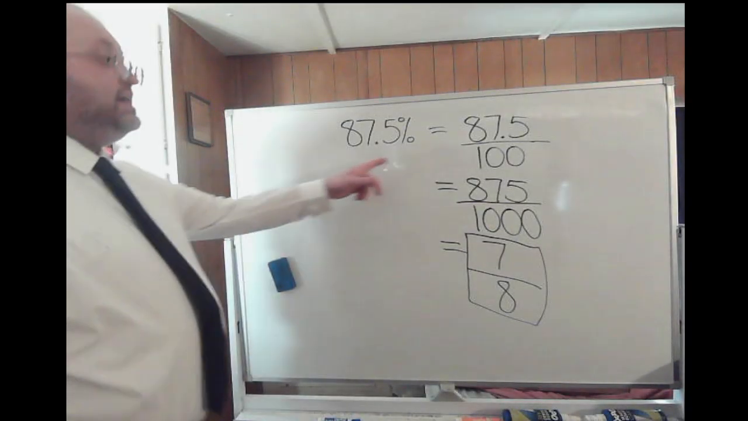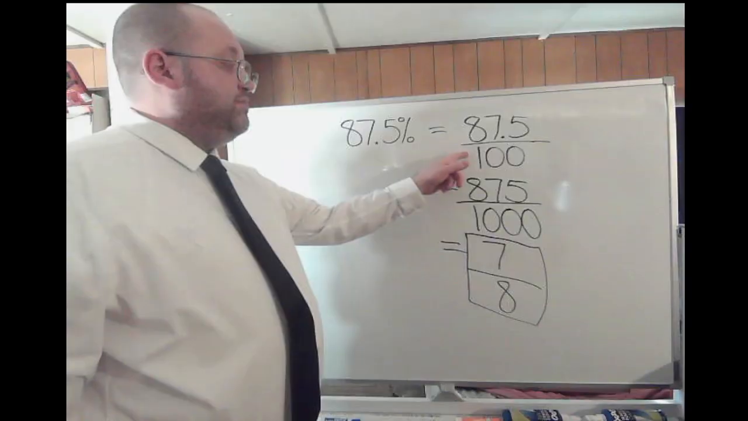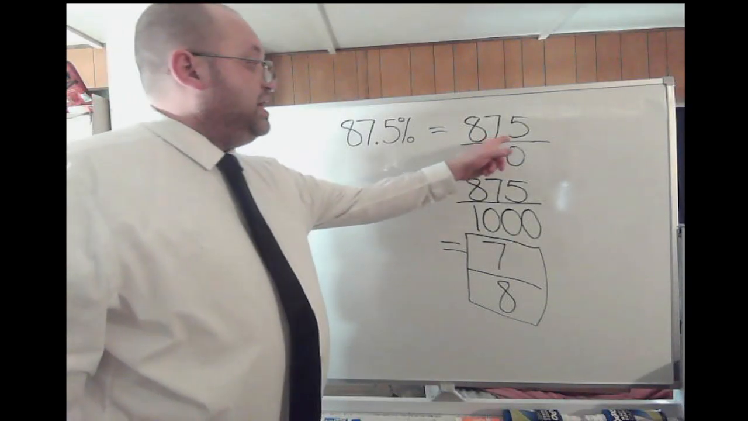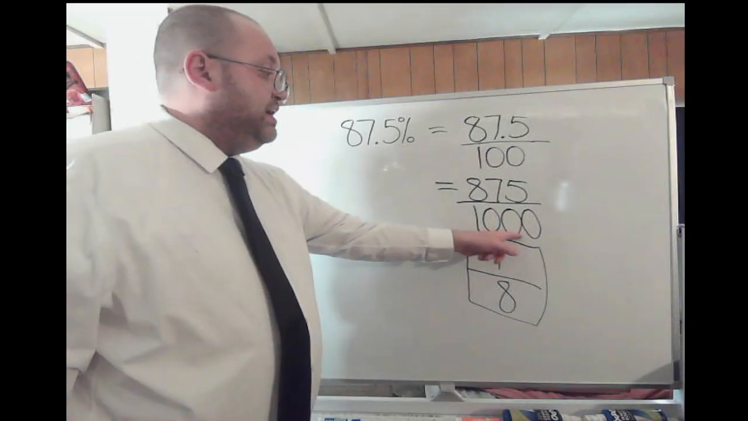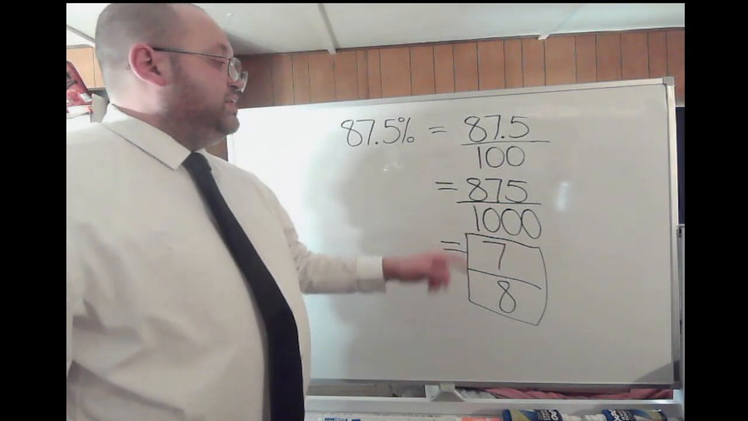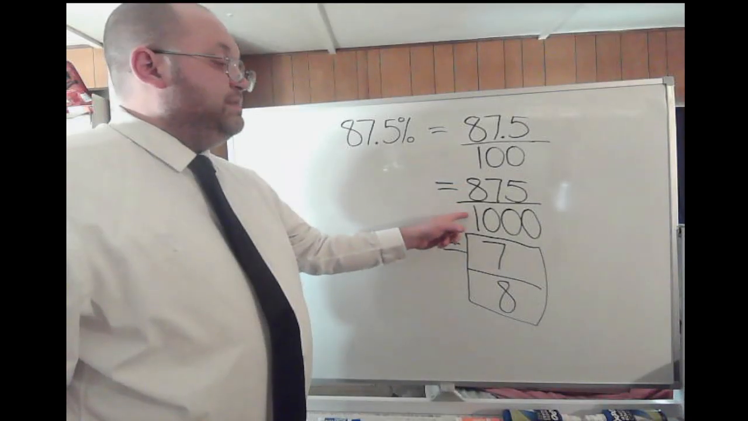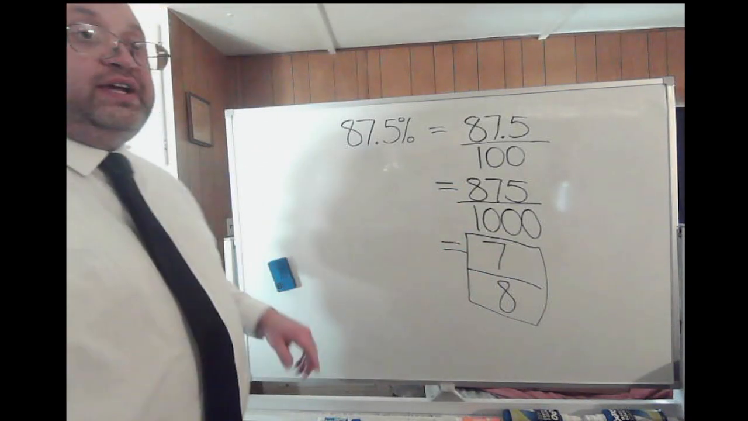So what I did, yes, I took my percent, wrote it over 100 as 87.5. I multiplied by 10 to get rid of the decimal in the numerator, but I also had to do it to the denominator, so I ended up with 875 over 1,000. Then I divided both numerator and denominator by a common factor of 125, giving me the fraction 7/8.